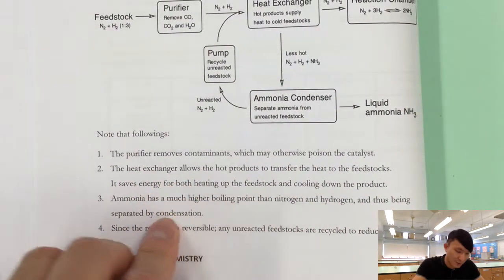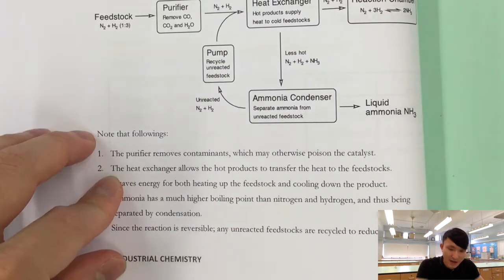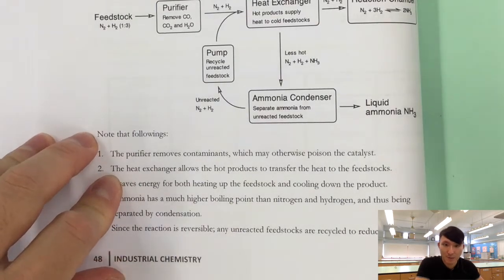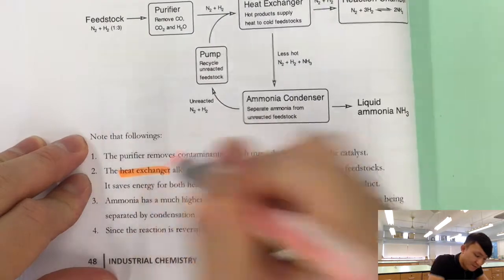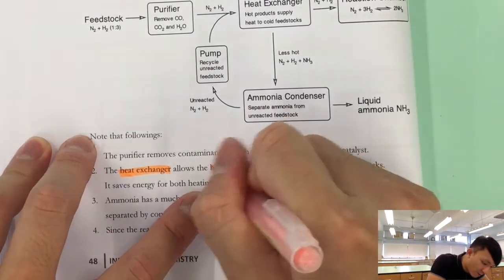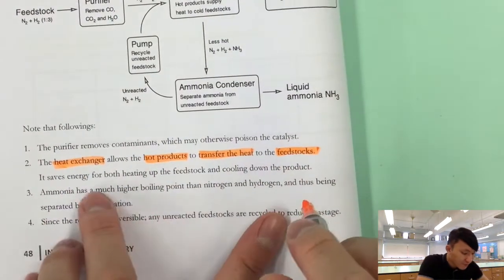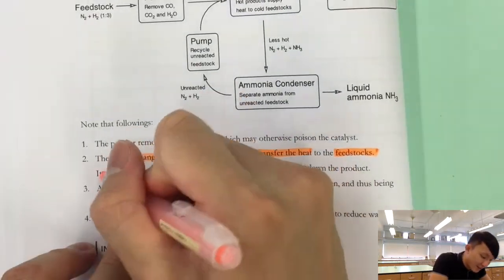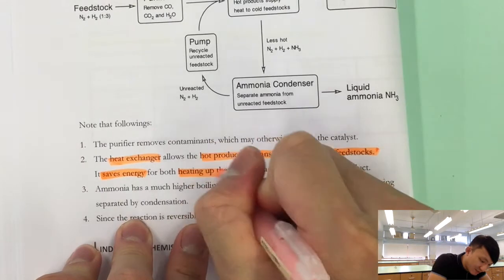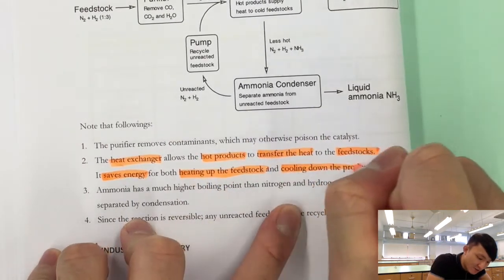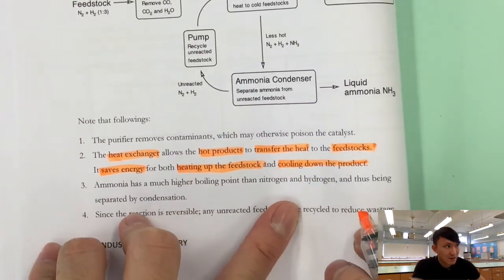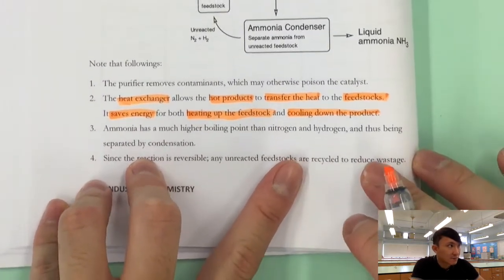I want you to highlight this one because the past paper may ask you to describe the purpose of heat exchanger. So here, the heat exchanger allows the hot products to transfer the heat to the feedstock. So it can save energy by both heating up the feedstock and cooling down the product. So it's a very clever design.